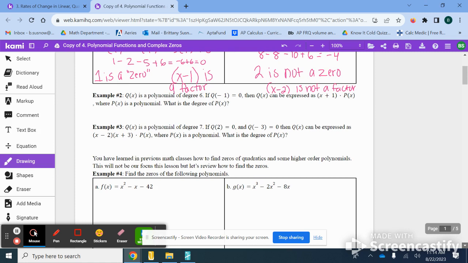All right. q of x is a polynomial of degree 6. If q of -1 equals 0, meaning if you take -1 and plug it into whatever equation they gave you, which they didn't give you one, you get a 0, meaning it was an x-intercept. Then it can be expressed as x plus 1 times the rest of the polynomial. What is the degree of p of x? So let's think about it. We started at a degree of 6. Then they already told us one of your zeros is -1.